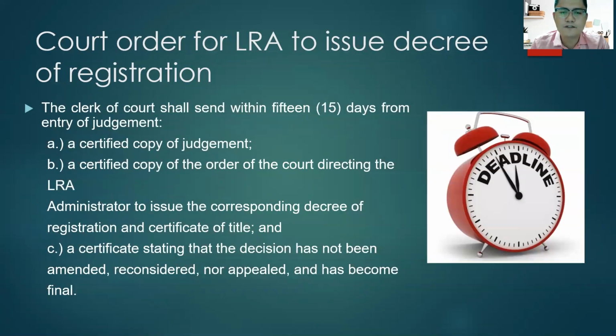The court order for LRA to issue a decree of registration. The clerk of court shall send, within 15 days from the entry of judgment, a certified copy of the judgment and a certified copy of the order of the court directing the LRA administrator to issue the corresponding decree of registration and certificate of title.